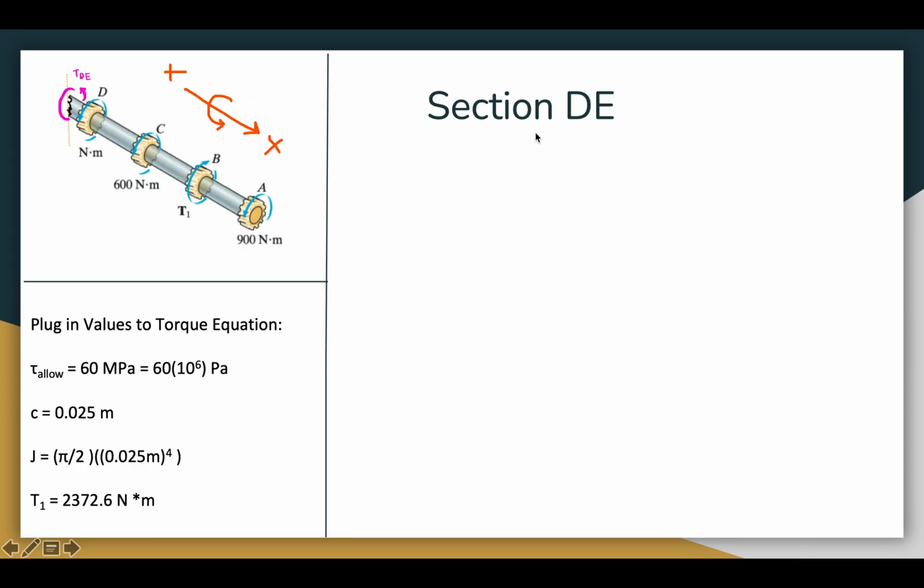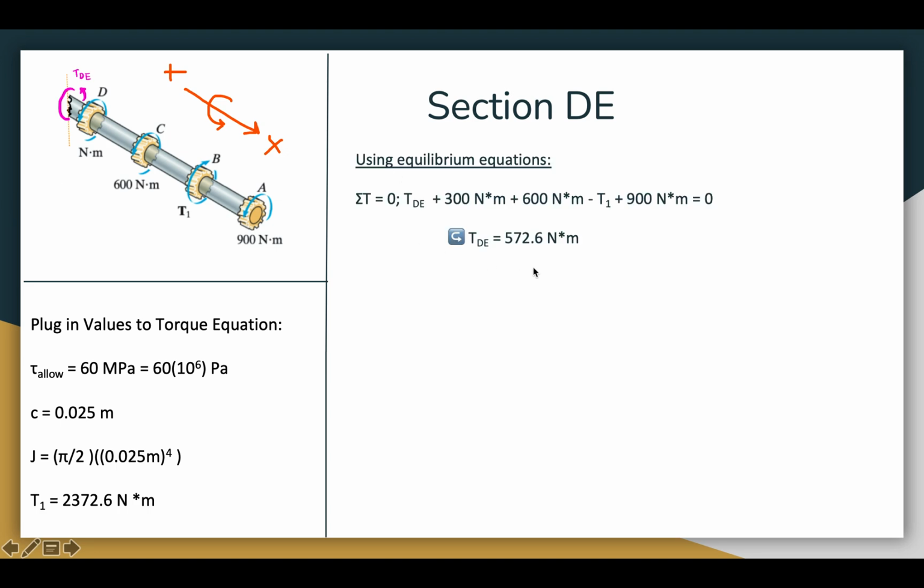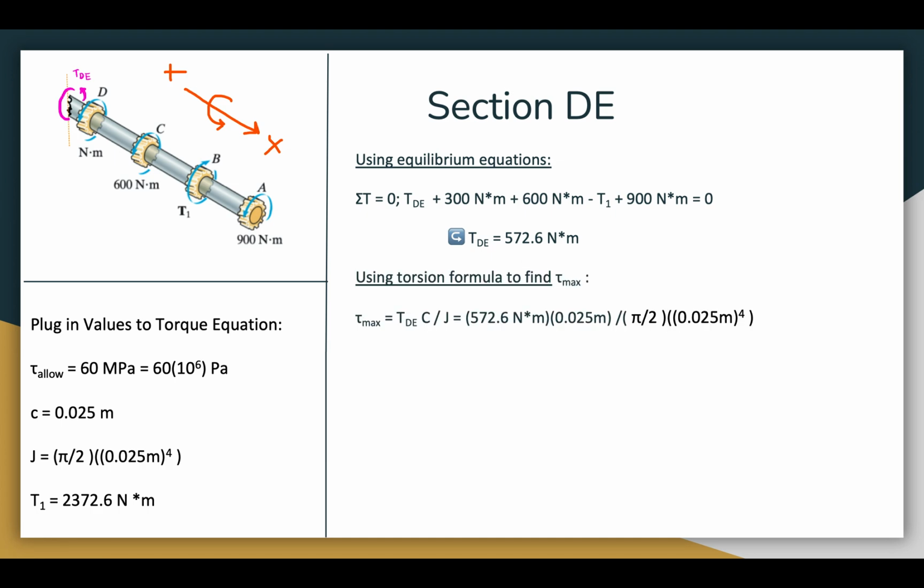DE, guess what? Same thing. Sum, bingo, bango, 572.6 Newton meters. Torsion formula, calculator move, 23.3 MPa. Bingo, bango, we are donezo.